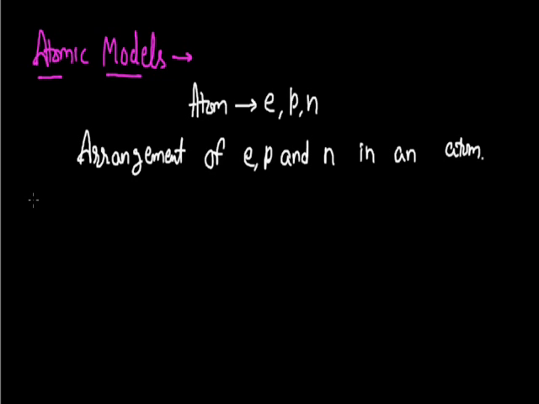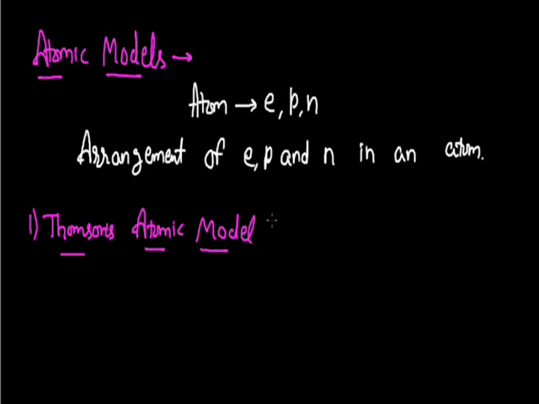Now, here we will start with the first atomic model that was proposed by J.J. Thomson, and this model is known as Thomson's atomic model. Till the time J.J. Thomson proposed his model, only electrons and protons were discovered and neutrons were not known. So Thomson explained only the arrangement of electrons and protons in an atom.